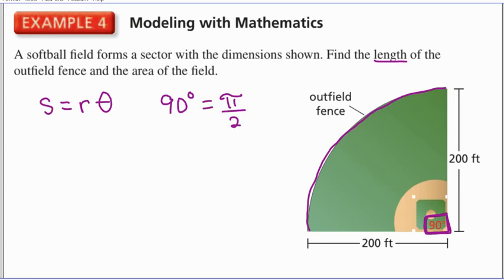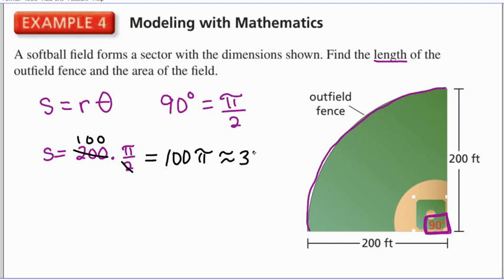So we simply take our radius, which is 200 feet, and multiply that by our angle in radians, which is pi over 2. And I can reduce my fraction. 2 goes into 200 100 times, and I find out that the length of fence that I need is 100 pi. Since pi is 3.14, that is going to be about 314 feet.